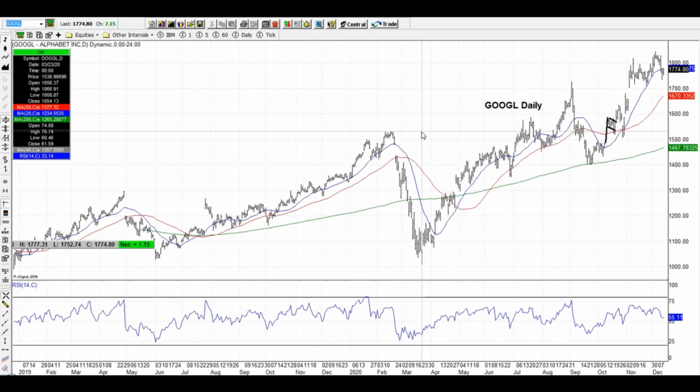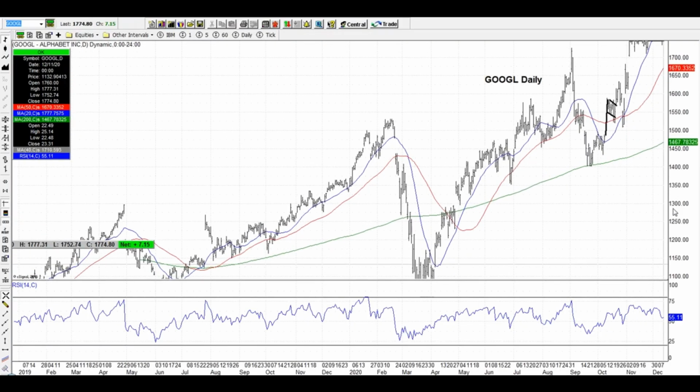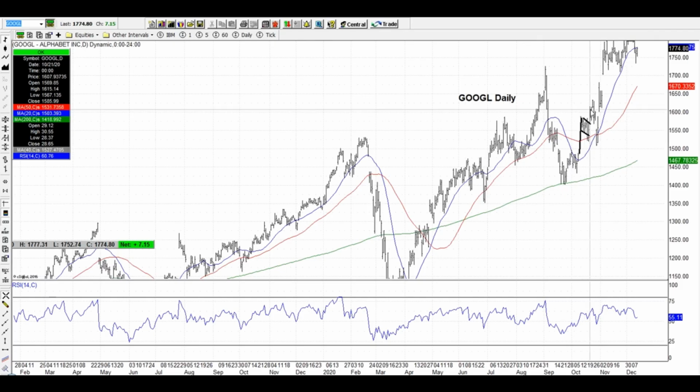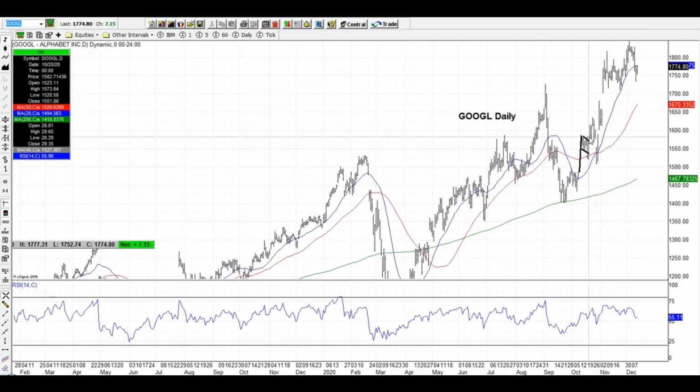Google, I know we had a bull flag on Google. Bull flag is another bullish pattern. Bull flag is when it has a very strong 1 or 2 day up move, and then it starts to come off slightly, creating a flag. And then typically it will blast higher again out of that flag.